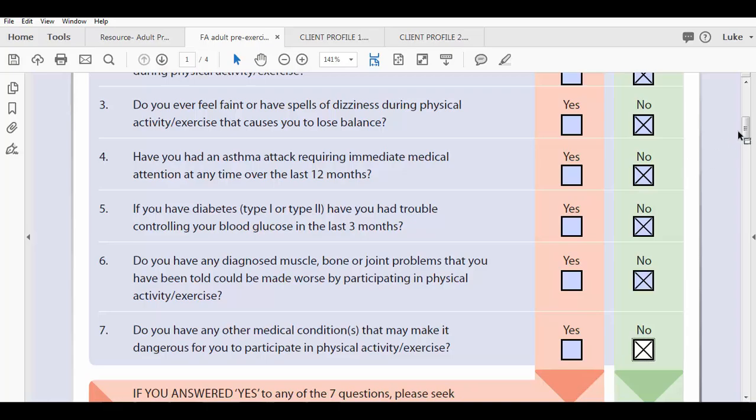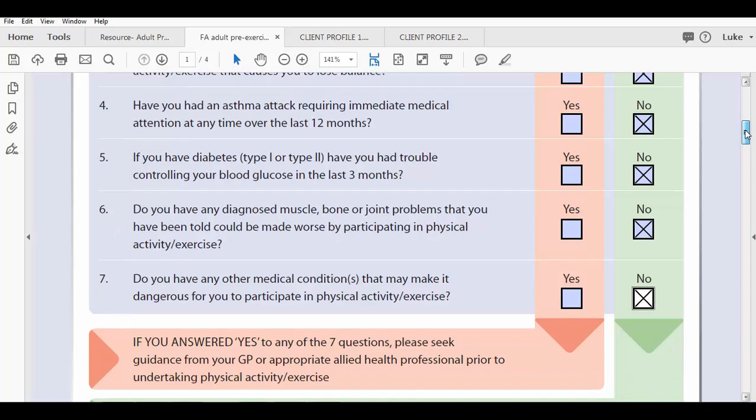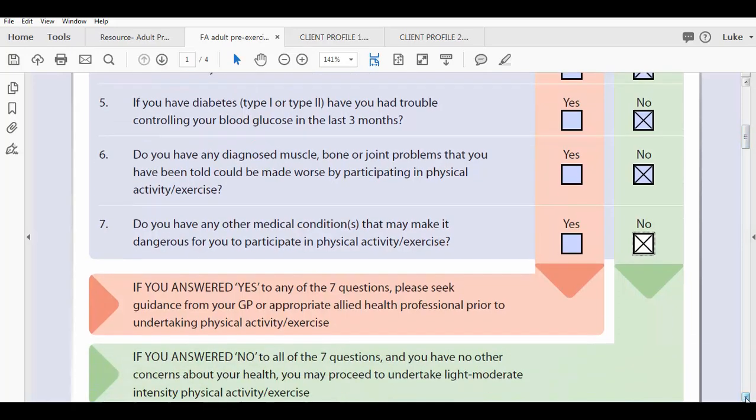Any other medical conditions that might make it dangerous for you to participate in physical activity? No. So this person has received all no's on stage 1, which means they're allowed to proceed onto the next questions without being referred to an allied health professional. So that's a good thing. We'll go on to stage 2 now.